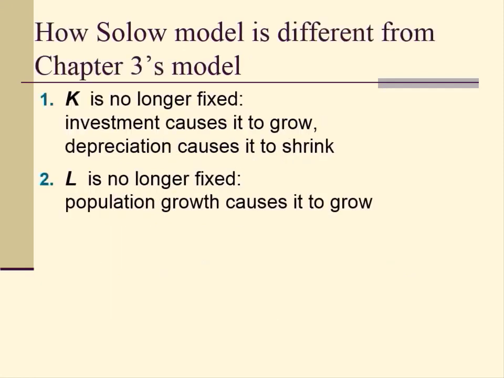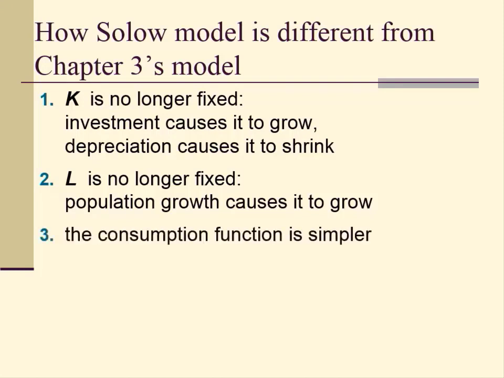So how is the Solow model different from Chapter 3's model? 1. K is no longer fixed, and investment causes it to grow, and depreciation causes it to shrink. 2. L, labor, is no longer fixed, and population growth causes it to grow. And 3.